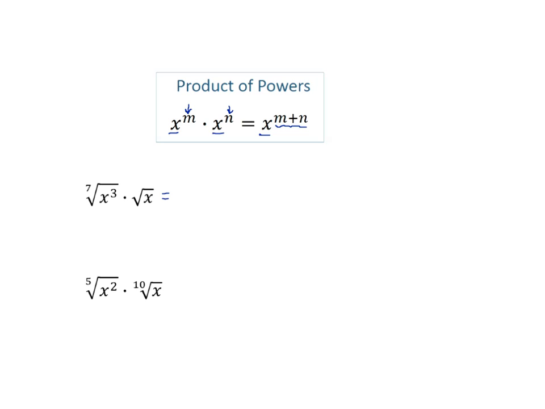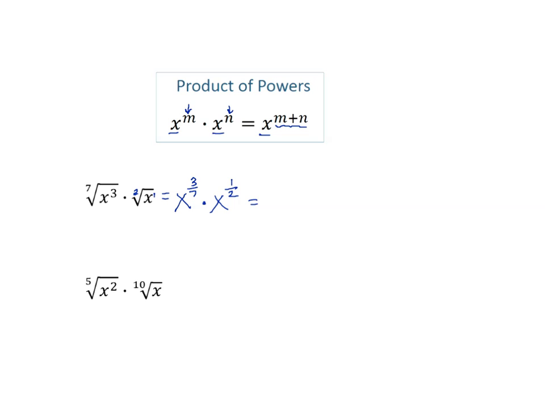Now, in order to try it, we've got to convert these from radical form to exponential form first. So the first factor here, the 7th root of x cubed, would be written as x to the 3/7 power. And the second one, remember, when we don't have an exponent inside, we just put a 1. When we don't have an index number outside, that means it's a 2. We would get x to the 1/2. Now, if you're not sure how to switch back and forth between radical form and exponential form, you can review the previous video for all of that.